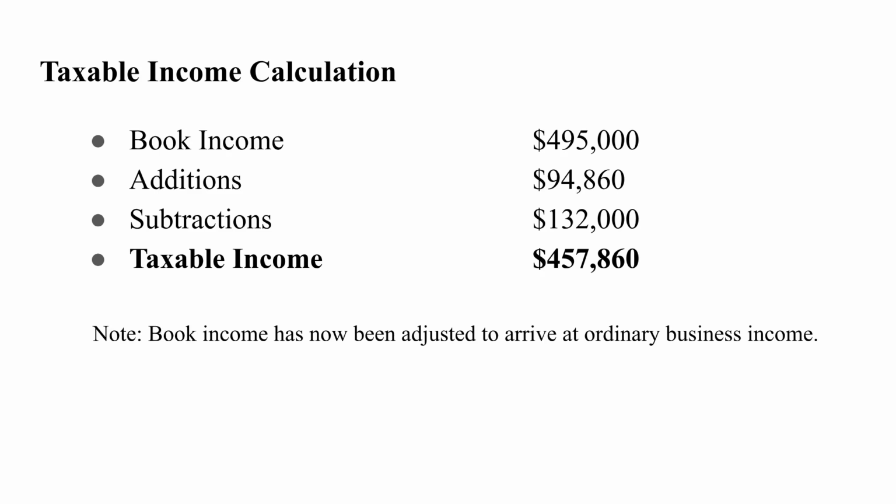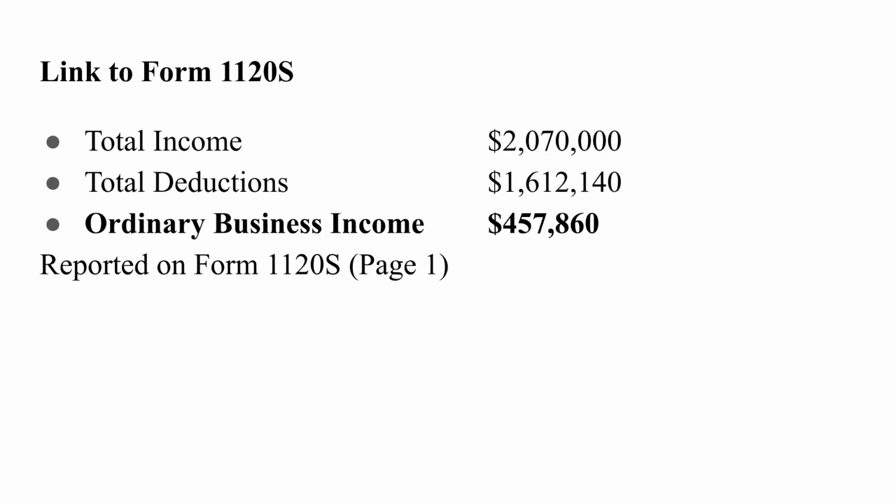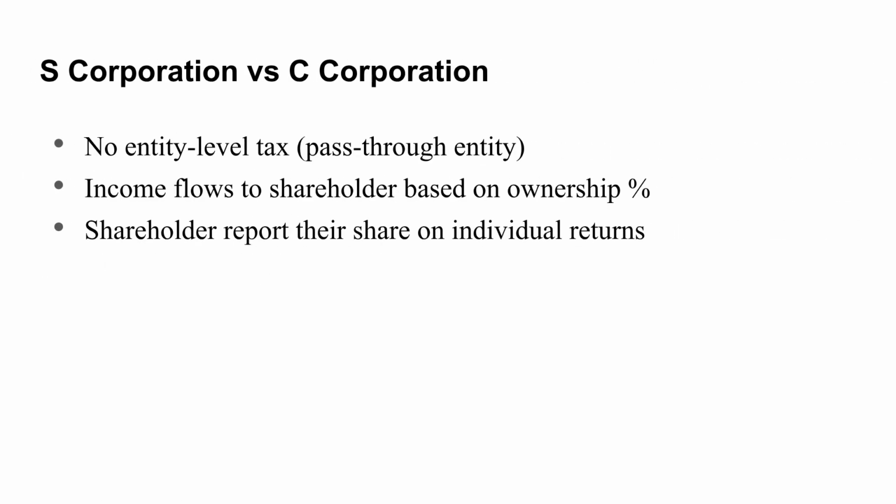After considering all additions and subtractions, we reconcile book income to tax income. This is the core purpose of Schedule M1. After all adjustments, the ordinary business income comes to $457,860. This is the taxable income at the entity level for reporting purposes. S corporations are pass-through entities. There is no tax at the entity level. The shareholders report this income on their individual returns.